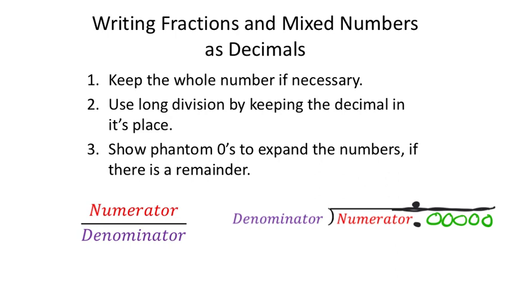Now, are you going to need 5 zeros like I put in there? No, we don't know how many zeros you're going to need. Just start with 1, and then as you need more, just expand as you go. Okay, so that's why in step 3 here it's saying show phantom zeros to expand the numbers if there is more remaining. And then whatever this is will be part of your answer.